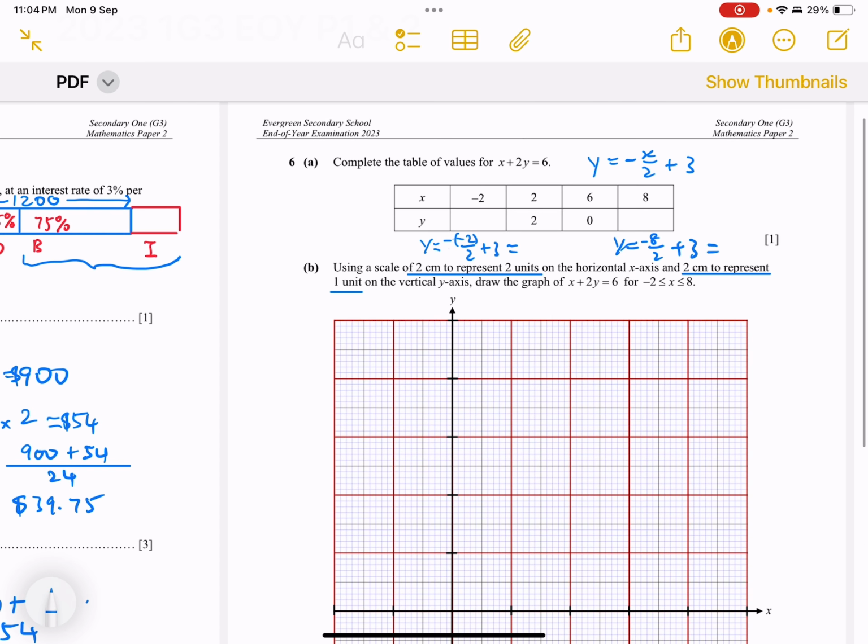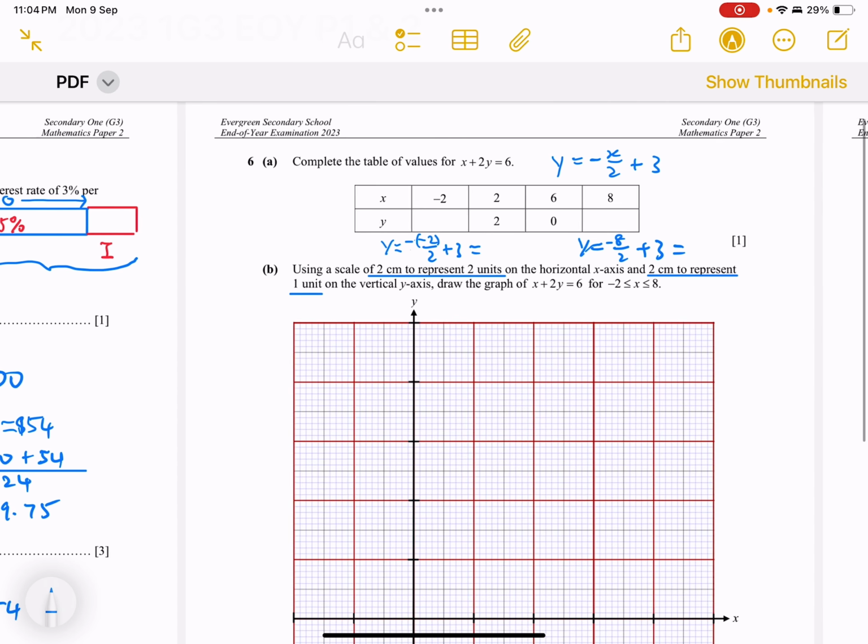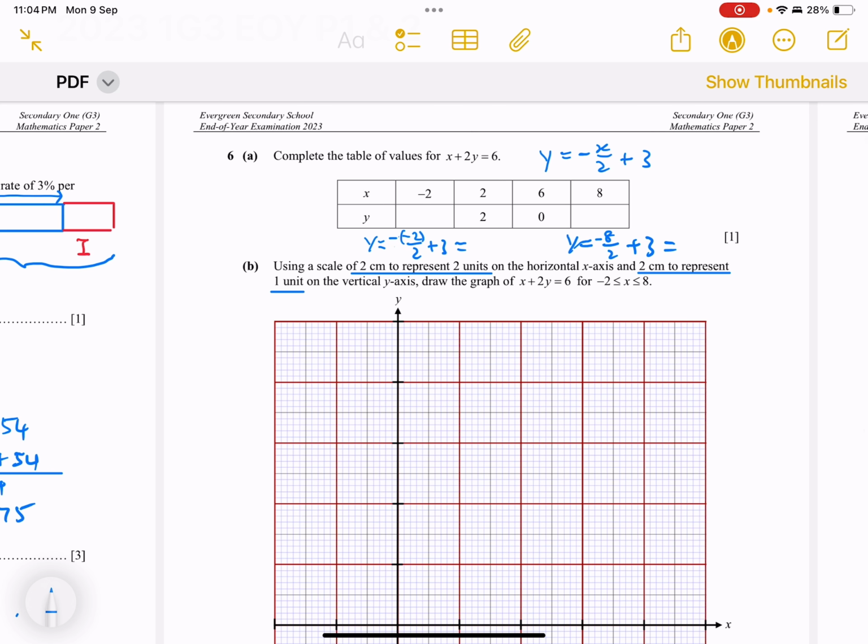Okay, next sum is on a graph, and first we have to find out what is the missing values. Using the equation, we substitute x as -2, and we can work out, right? The first value is 4, and the second value, when it's 8, we work out is -1.